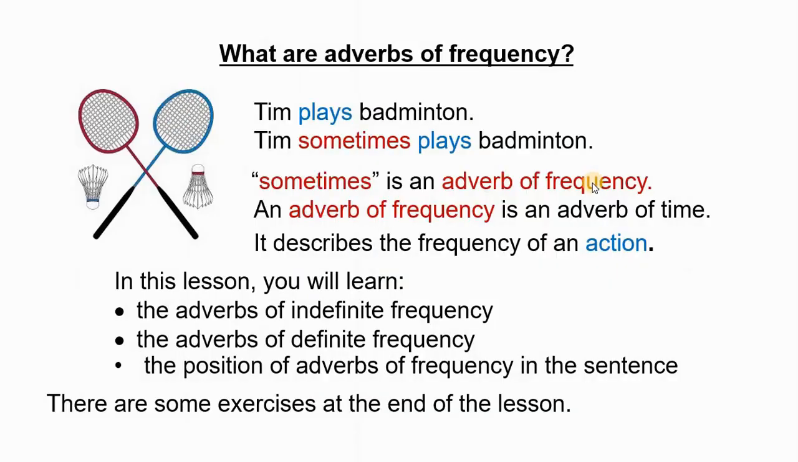So, what are adverbs of frequency? Let's look at an example. Tim plays badminton. We are describing a habit. That's why we are using the present simple. Tim sometimes plays badminton. So, the word sometimes is an adverb of frequency. An adverb of frequency is an adverb of time. It gives us more information about the time, and it describes the frequency of an action.